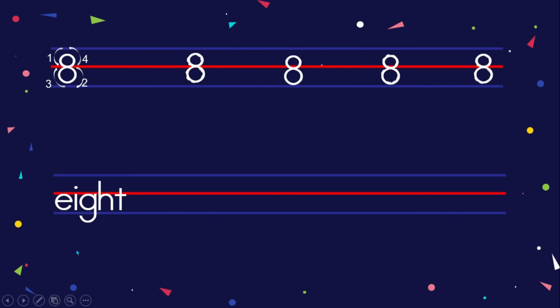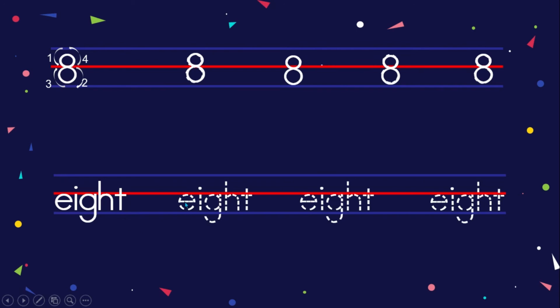So that's how you're going to write the numeral 8. For the number word 8 naman, it's spelled as E-I-G-H-T. Okay? So, which means you're just going to write the letters E-I-G-H-T. So, let's try.